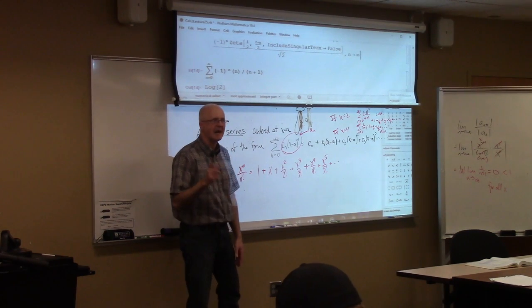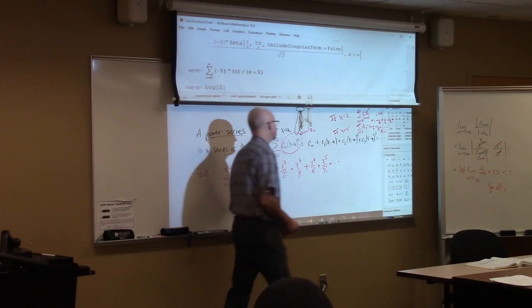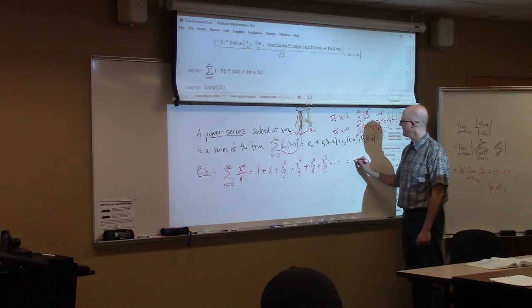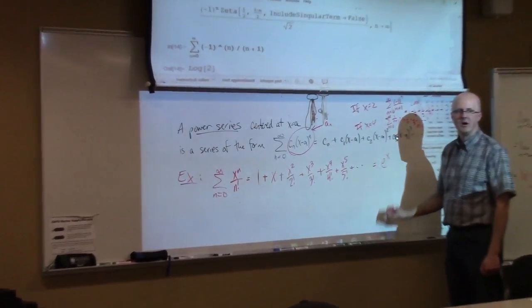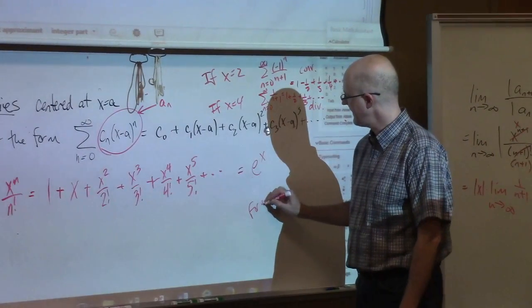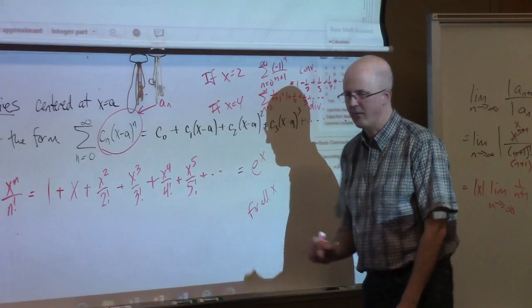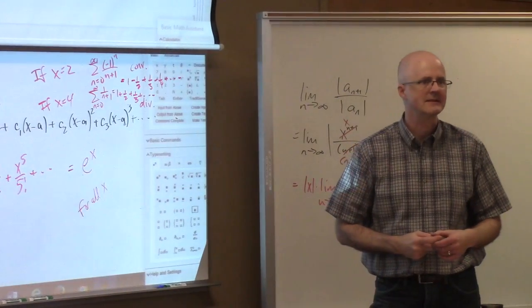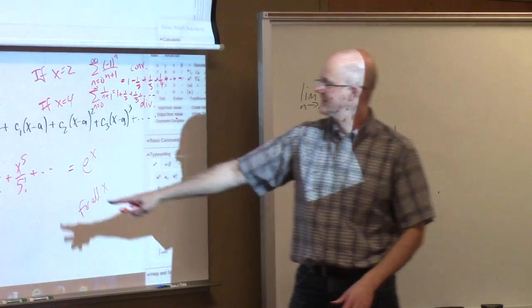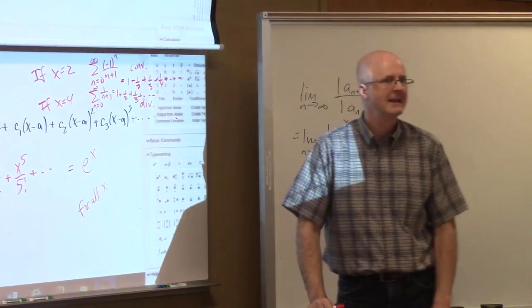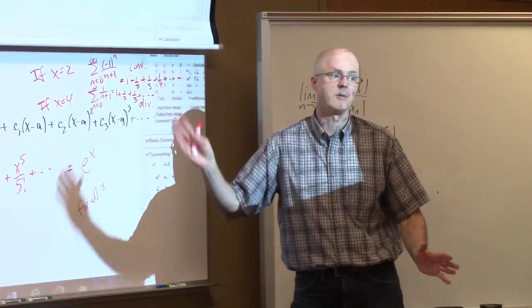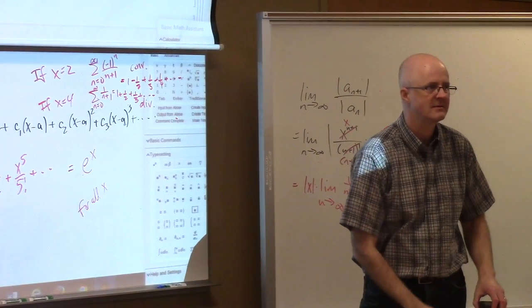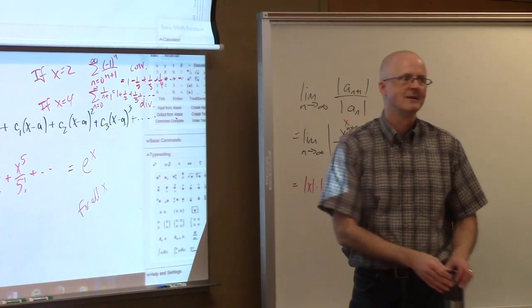Give me 10 seconds. Amazingly enough, we're going to see in chapter 10 that this series equals e to the x for all x. And that's going to be like the highlight of what we do with power series and Taylor series. Amazingly enough, this equals e to the x for all x. x can even be a complex number and it still works. Don't worry about what that means right now. Okay? See you next time.